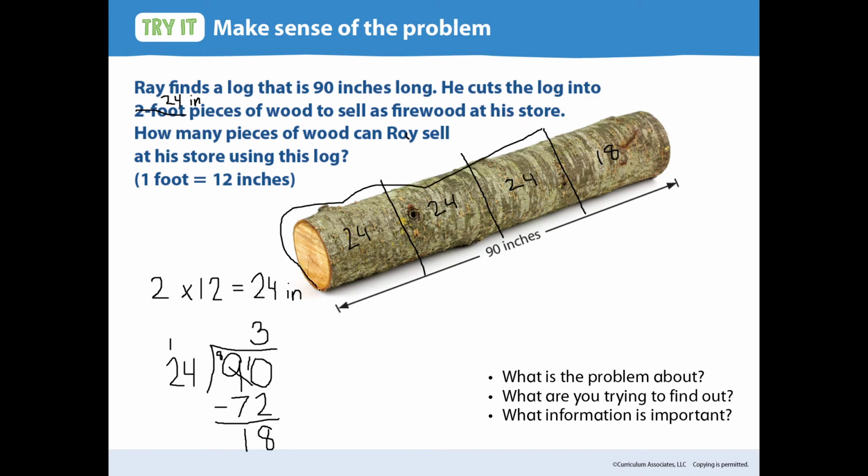Whoop. He can sell these 3 because this one's not big enough to sell. That'd be ripping off the customer. So the answer is 3.